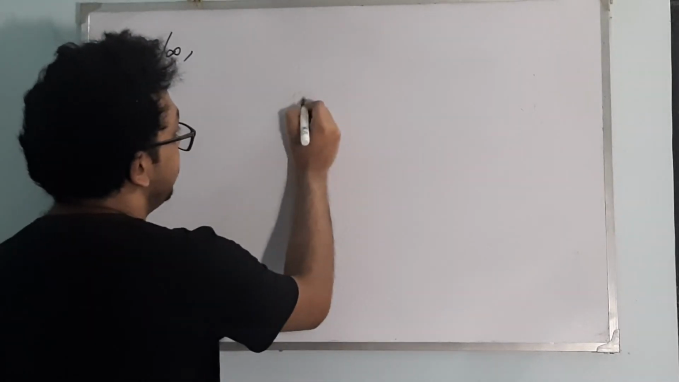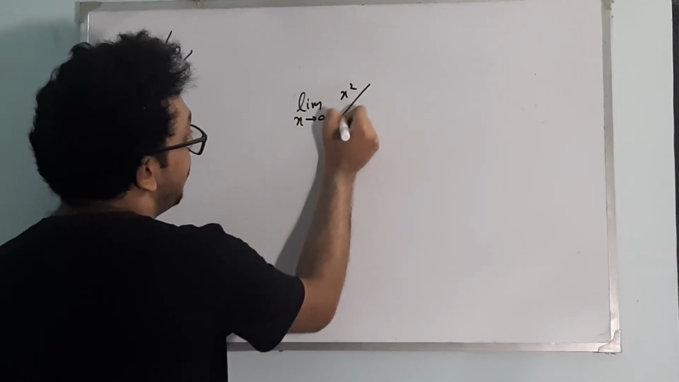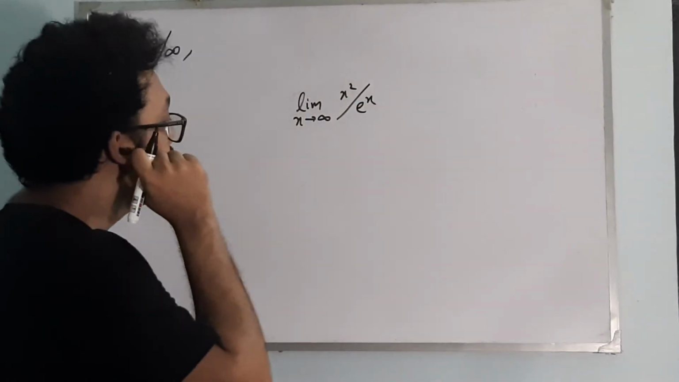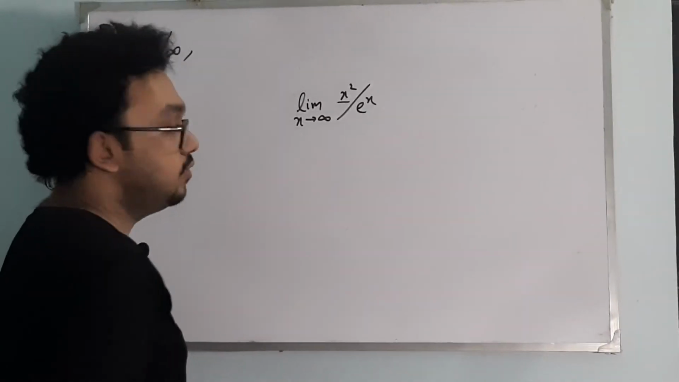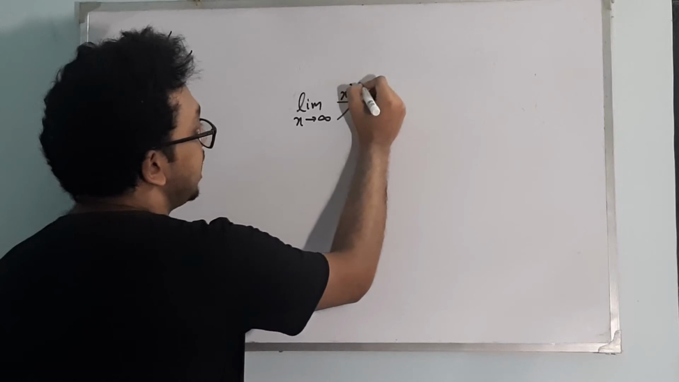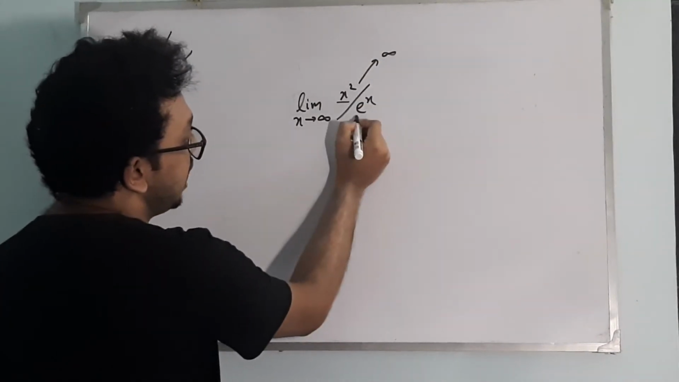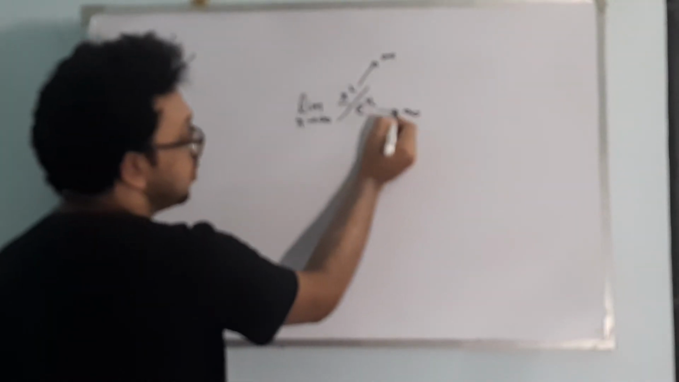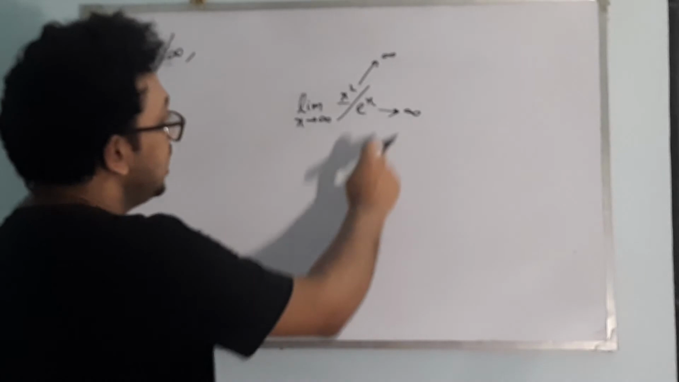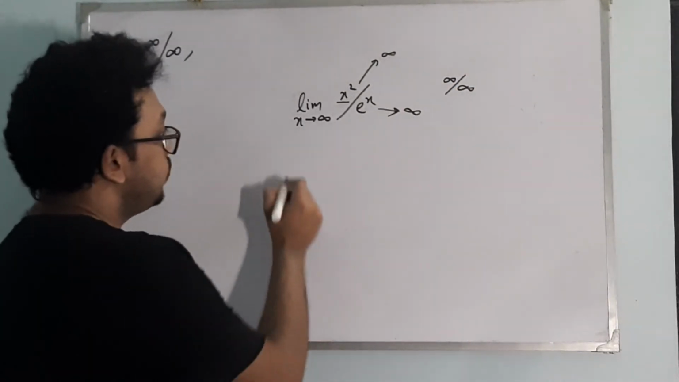Suppose you have a problem: limit as x extends towards infinity of x square upon e to the power x. See, when x is tending towards infinite, this x square will tend towards infinite. So the numerator is tending towards infinite. And when x is tending towards infinite, this e to the power x will also tend towards infinite. So the denominator is also tending towards infinite. So clearly you have an infinite by infinite form. So what you have to do?